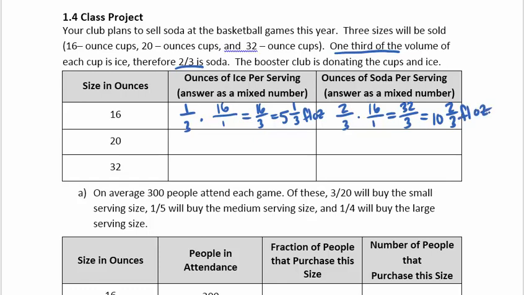All right, let's double check to make sure our calculations were correct. If they're correct, they better add up to the whole thing that's in the cup, which is 16 ounces. So if I take 5 1/3 plus 10 2/3, sure enough, that's 16. Because think about this, 5 and 10 is 15. 1/3 and 2/3 is 1. So that'd be 15 plus 1, or 16 ounces. So that's the way you want to go through here. Do the same thing for the 20 and the 32-ounce cup.